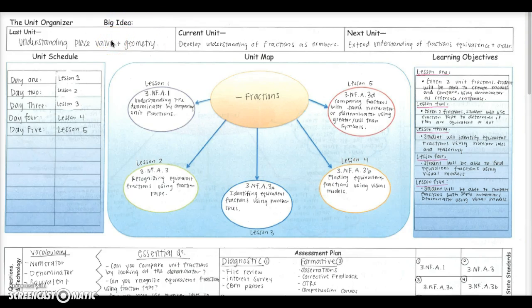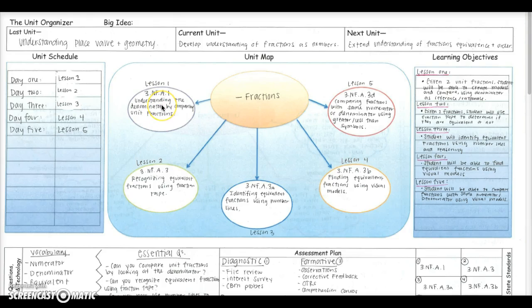Previously, if you look in the second grade standards under the same strand, students are supposed to understand place value and geometry. Moving forward in the fourth grade Common Core standards under fractions, it says extend understanding of fraction equivalents and order. So the current unit is the current level of instruction at whatever grade level. In this case, it's a third grade level basic understanding of fractions. This is the grade 2 standards, the prerequisites for understanding the grade 3 level, and then what moves beyond is what is presented in the fourth grade standards under fractions.